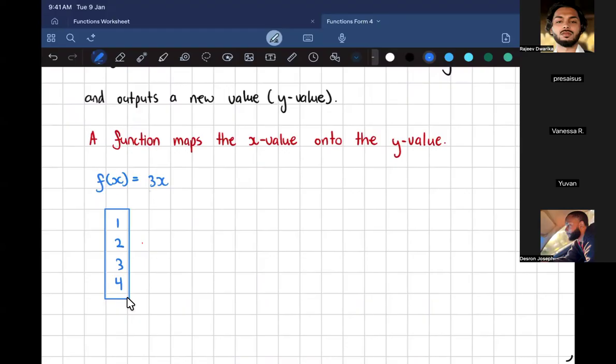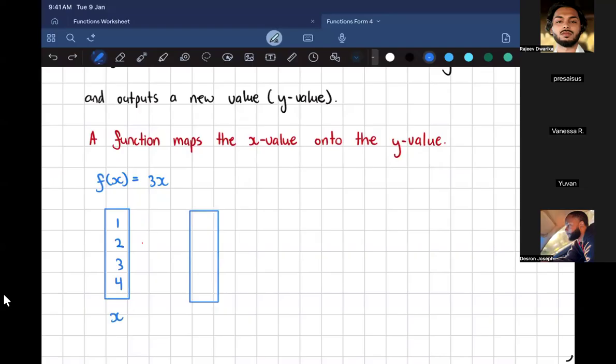And the function is telling us that you're taking these x values, putting them in, multiplying by 3, and getting your y value out. Okay, that's fine. So somebody tell me, if I put 1 into the function, that's going to be 3 times 1, because I'm multiplying that x value by 3. What would I get out?